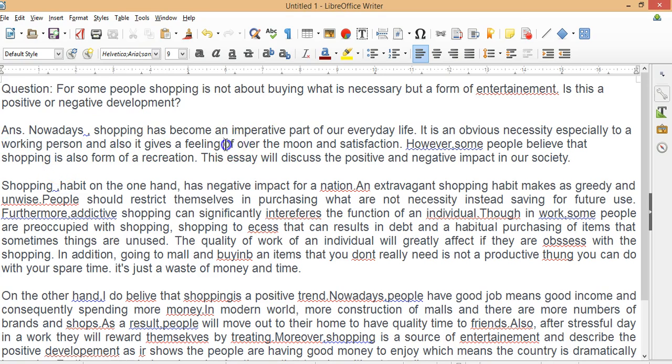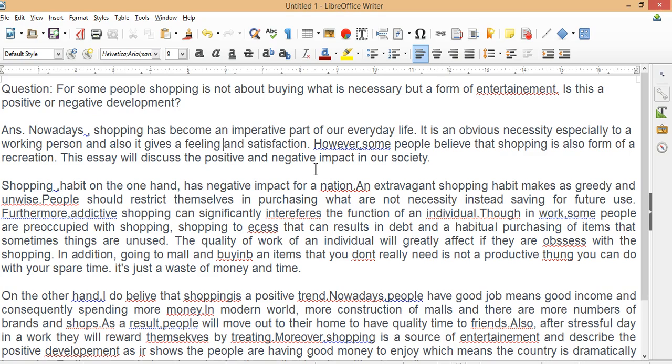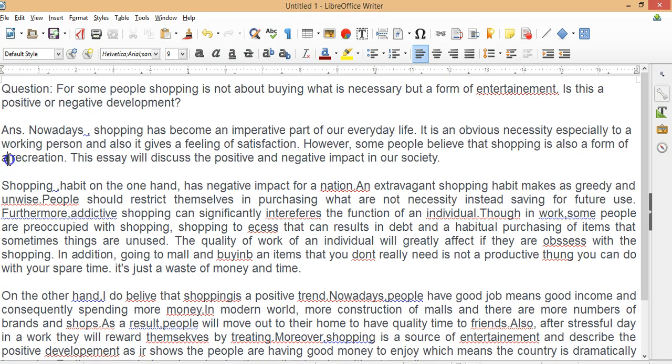And now "a feeling of over the moon." Now this is meant to be an academic essay, so using such an idiom as feeling over the moon would not be appropriate. So just a feeling of satisfaction. "However, some people believe that shopping is also a form of recreation. This essay will discuss the positive and negative impact in our society."